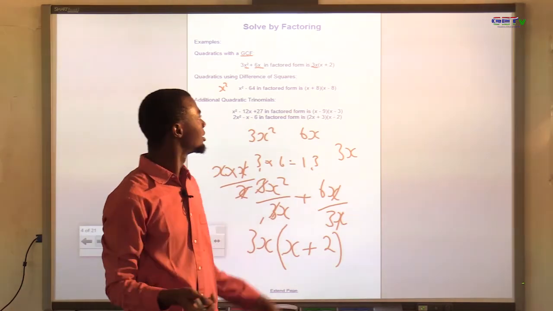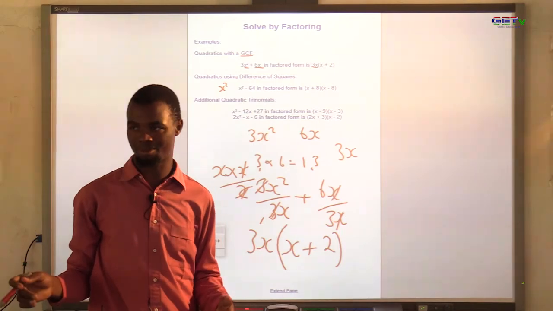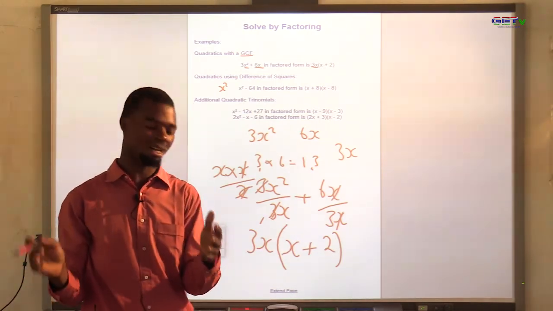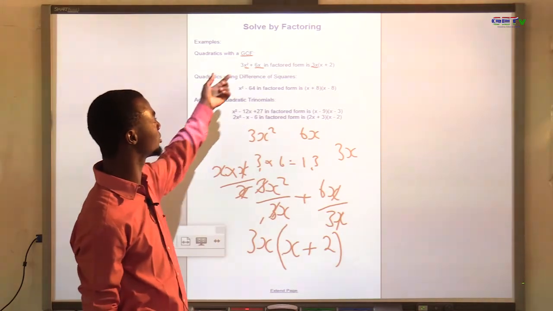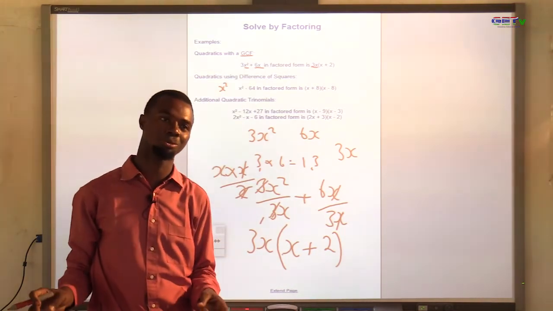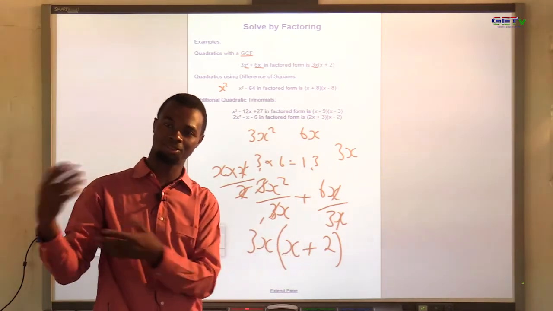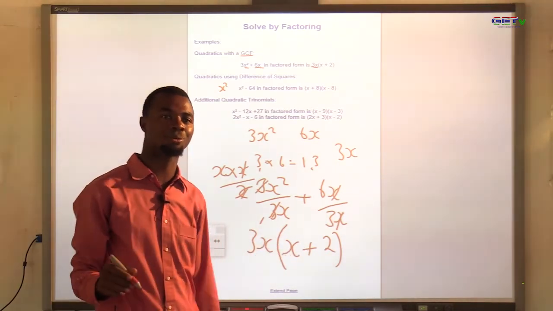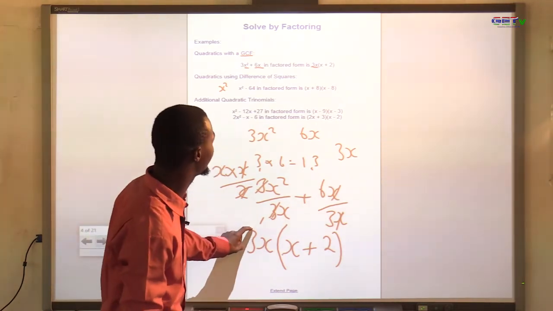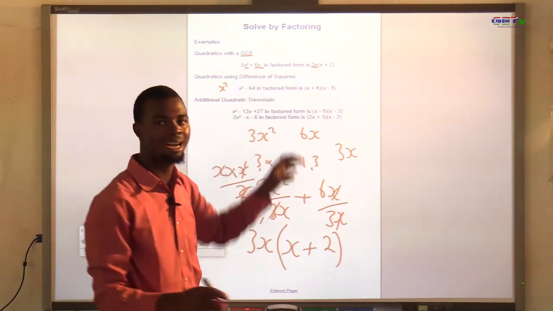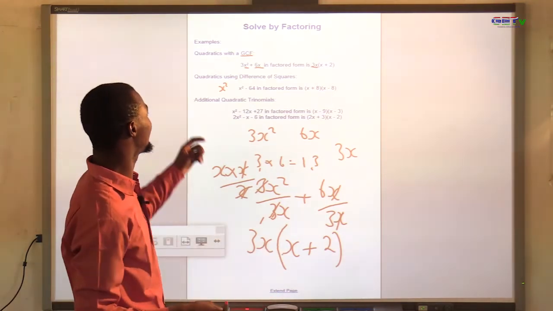Now, if you look at this, to prove your answer very well, you always need to expand this. If you expand this, if it will give you the expression the way it is, then you know that you have factored it properly. But if you expand and it gives you a different thing, then your work is wrong. So you have to try it again. Because this expression here and the expression here are equivalent expressions. Then we look at another one.